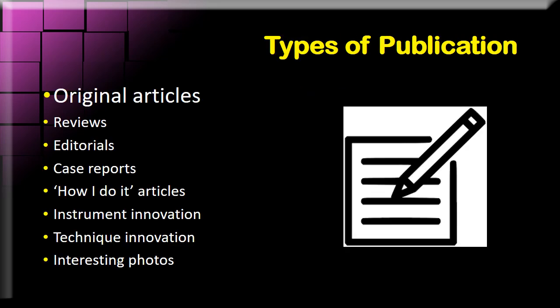There are many types of publications in a journal. The meat of the journal, the basic, the important type of article, is an original article. You will have reviews, editorials, and case reports, and many more. But this module deals with writing original articles.